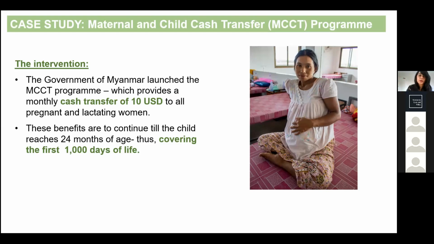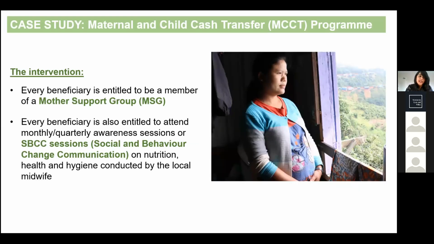And some of you who may be working in the nutrition sector or in the health sector would know how vital the first 1,000 days of life are, because that is when a significant amount of cognitive, physiological, psychological development happens in a child's life. And as a result of that, the focus was very strongly on ensuring nutrition for the first 1,000 days of life, right?